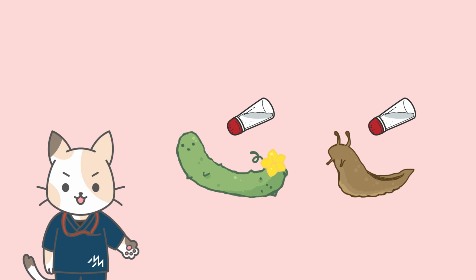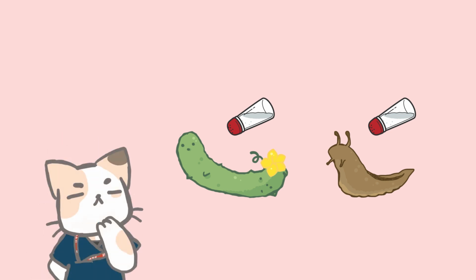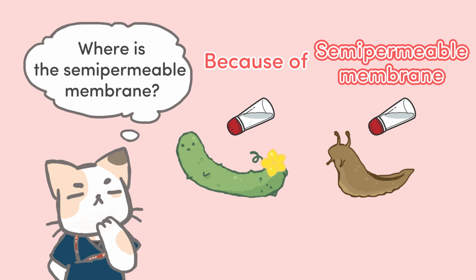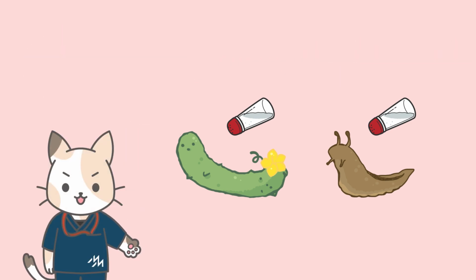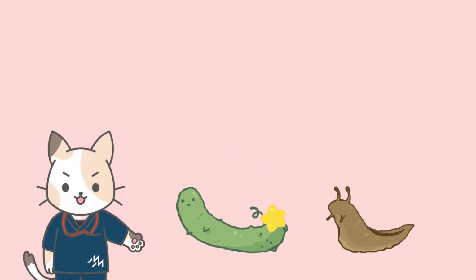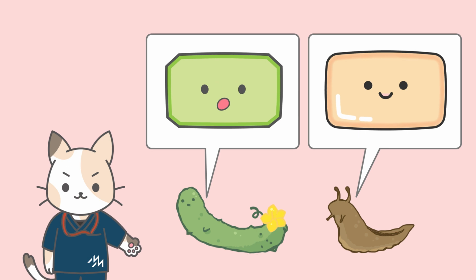At the beginning, I mentioned that osmotic pressure is at work when making pickles or dealing with slugs. But it seems strange, doesn't it? The semipermeable membrane necessary for the generation of osmotic pressure is nowhere to be found. However, it is, in fact, present. Where, you ask? In cells.